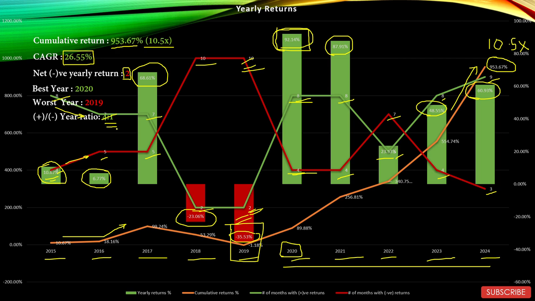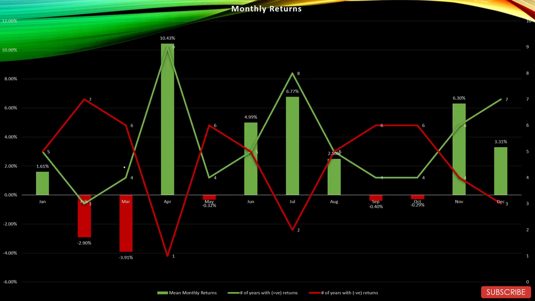Let's move on to the next graph, which is the monthly returns graph. The green bars show the positive mean monthly returns. The red bars show the negative mean monthly returns. The green line shows the number of years with positive returns, whereas the red line shows the number of years with negative returns. January over the last 10 years has given average returns of 1.61% with 5 positive years and 5 negative years.